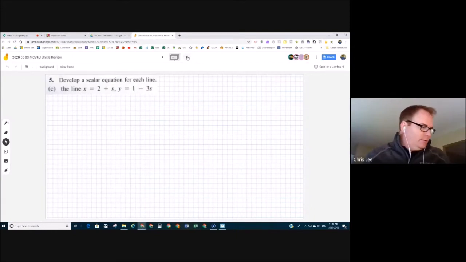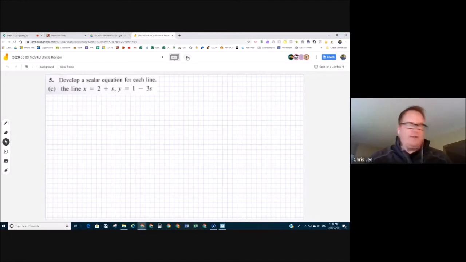All right, so number 5, C. I think we might as well just keep going with this. It seems to be going okay. So scalar equations is one that we're going to be using quite a bit. And so it's best if we just talk about this one. So develop a scalar equation for a line given this information.